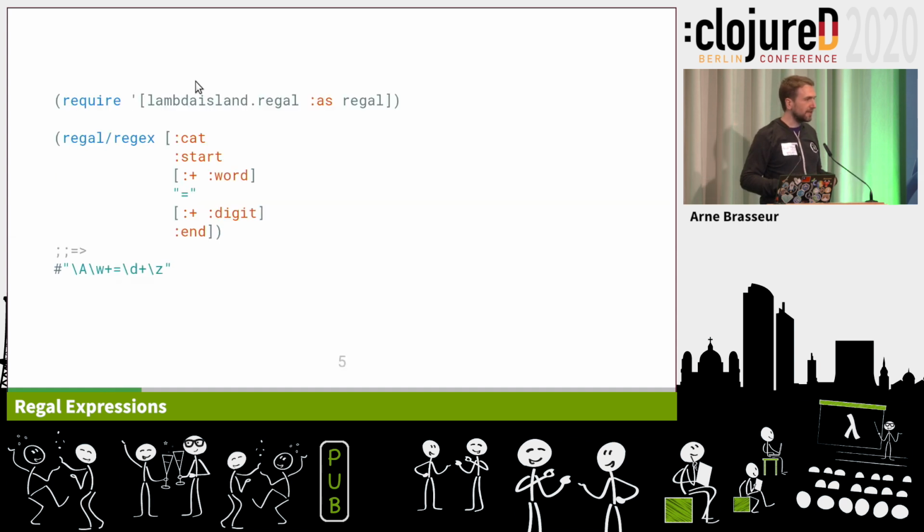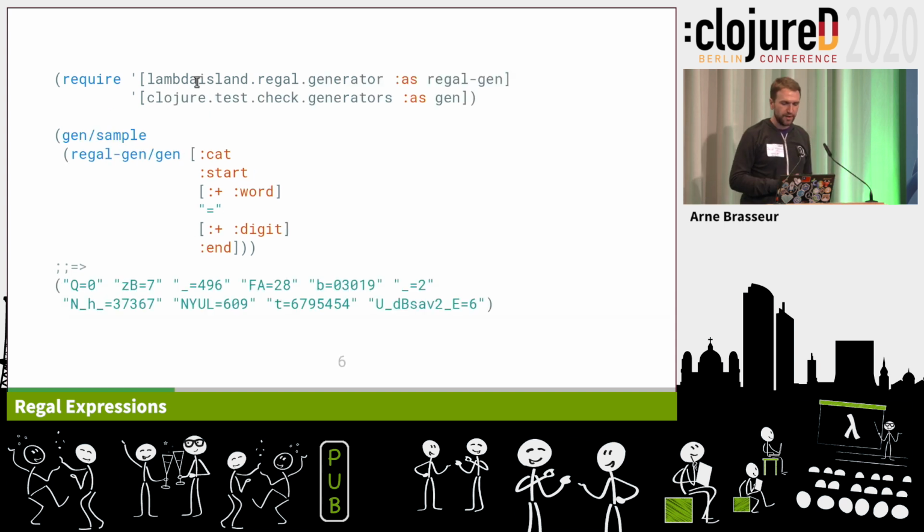So what can you do with Regal? Well, Regal lets you write Regal expressions, which are these hiccup-like things. And then what can you do with those? Well, there's a regex function, which takes a Regal expression and turns it into an actual regex. Okay, so that's nice. What else can you do with it? Well, it also generates test.check generators.